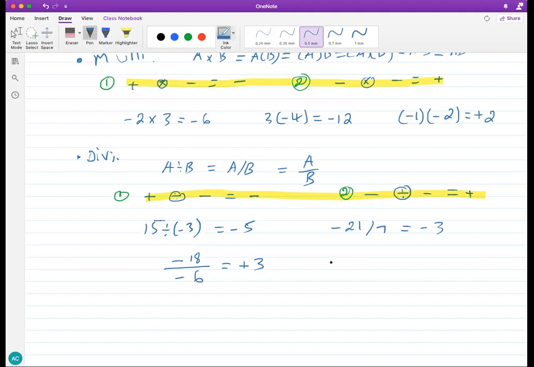Gotcha. All right, so we may also see -6, let's say, divided by -2. This would be +3. Exactly.